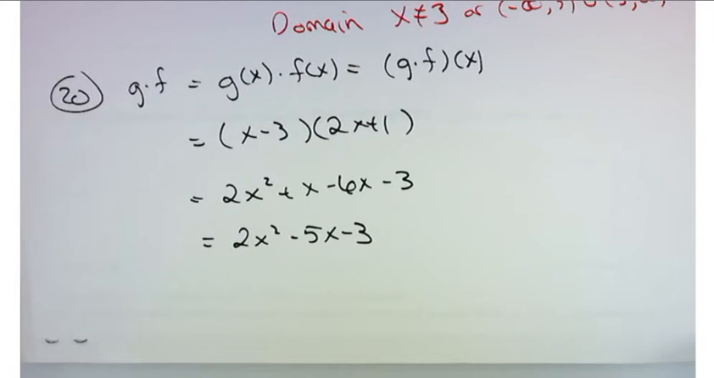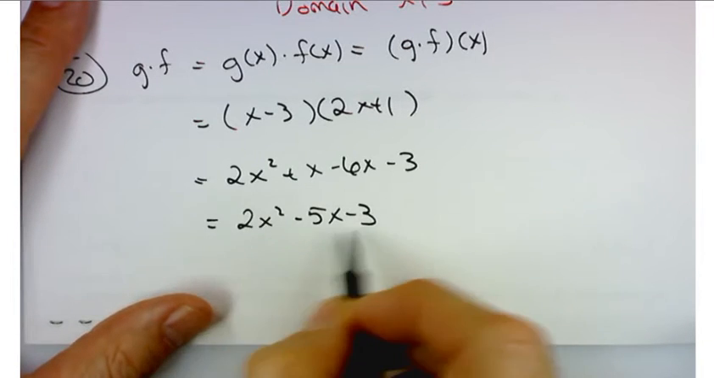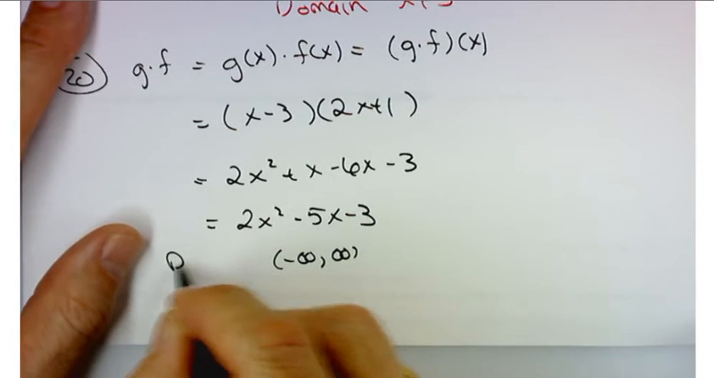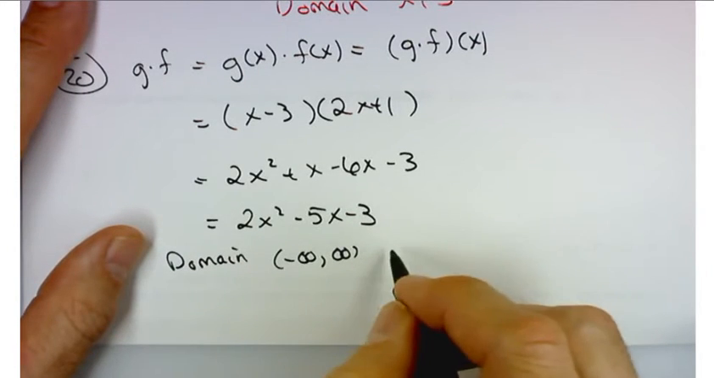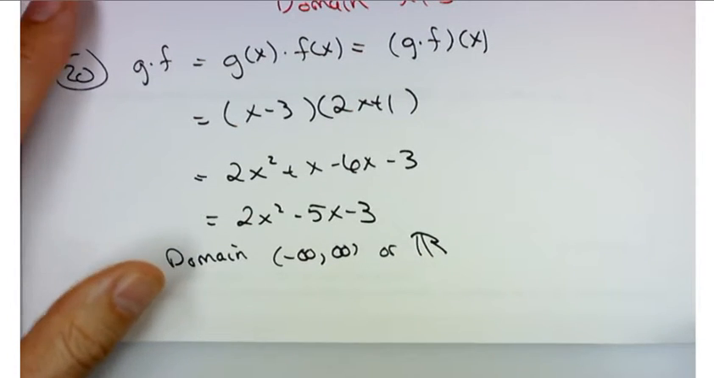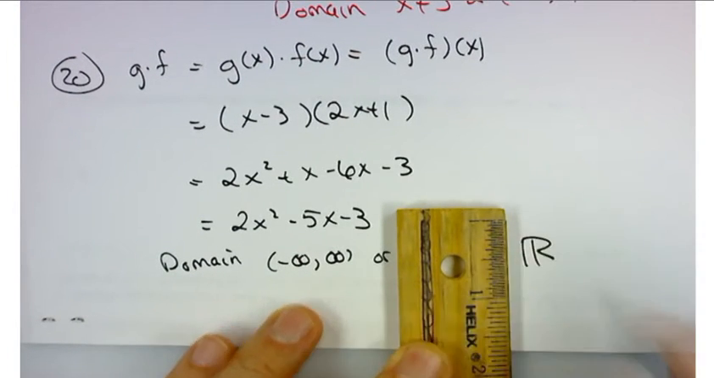Now technically they asked for the domain in this one, but what would the domain be for problem number 20? Is there any value of x that's going to give you a 0 in the denominator? Or a negative underneath the square root? Or something that's going to create some problems? No. There's nothing that's going to create any problems. This is a polynomial, and they're defined for all real numbers. So negative infinity to infinity is your domain. And you can also write that with a script R. That's a horrible script R. Let's blot that out. Script R like that.